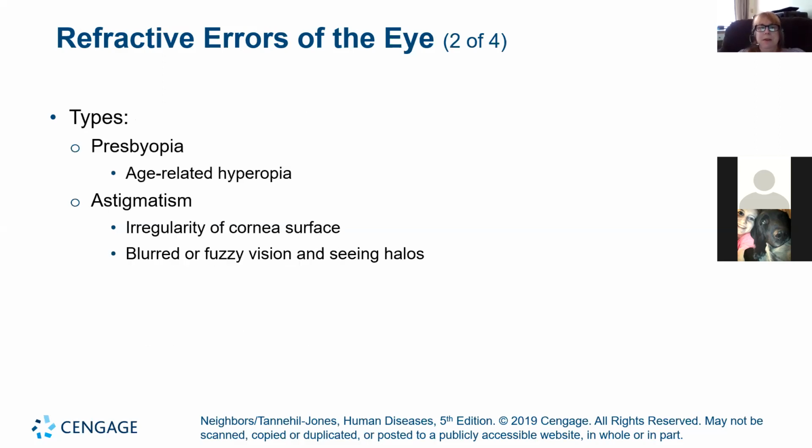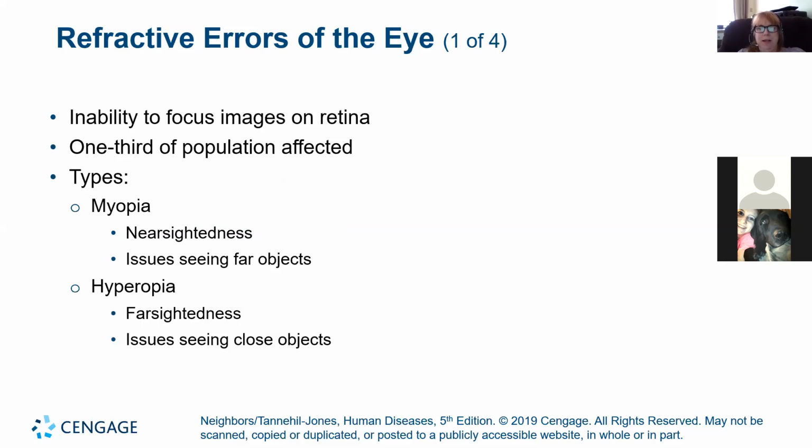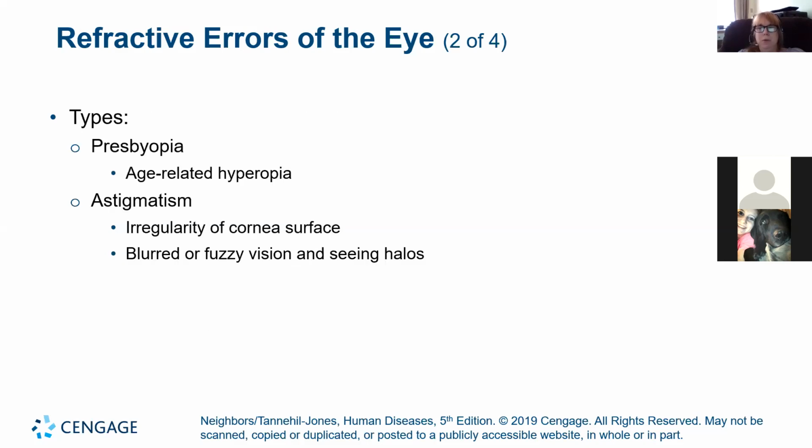The next type is presbyopia, and this is age-related hyperopia. If we go back to hyperopia, that's issues seeing close objects, and that is why you will see tons of people wearing reading glasses as they get older. They just don't know what happens, but for some reason, we just aren't able to focus on close objects.